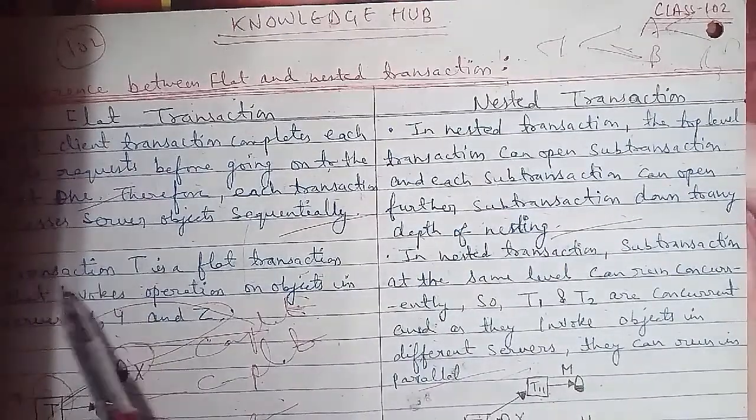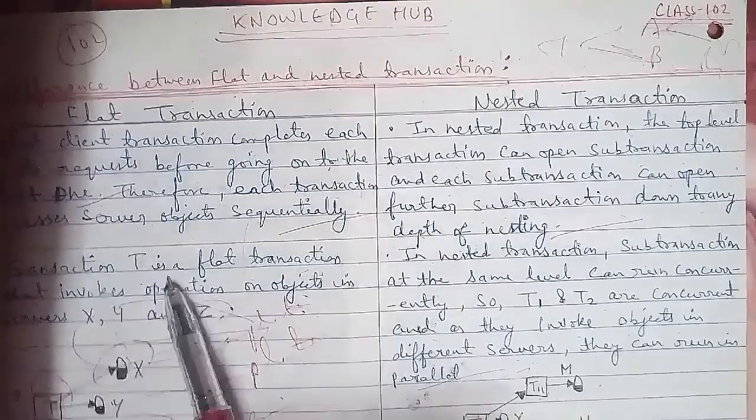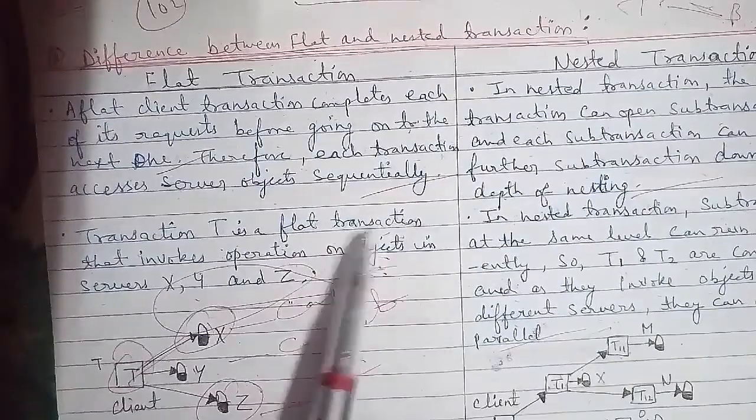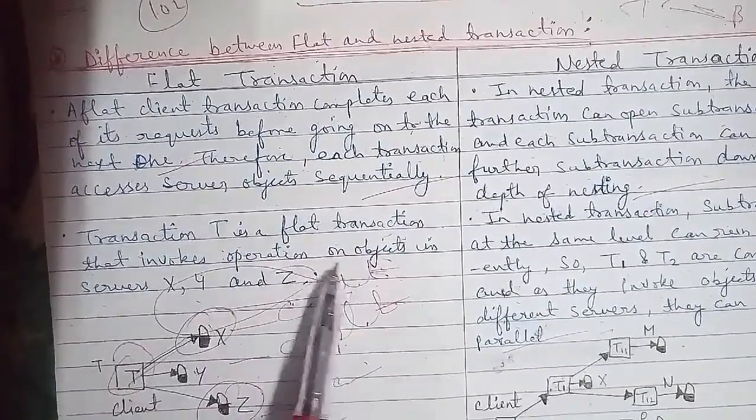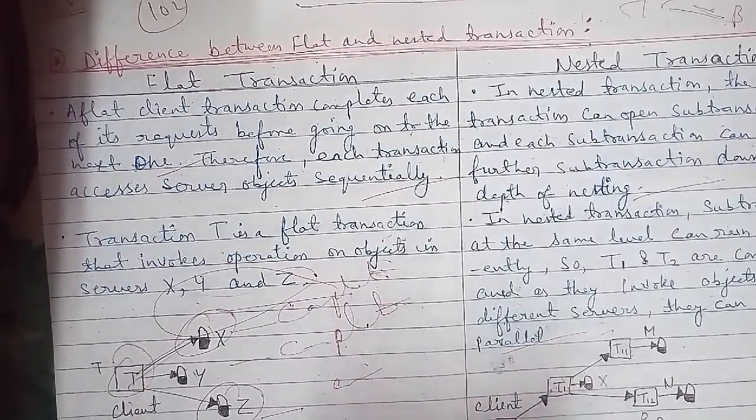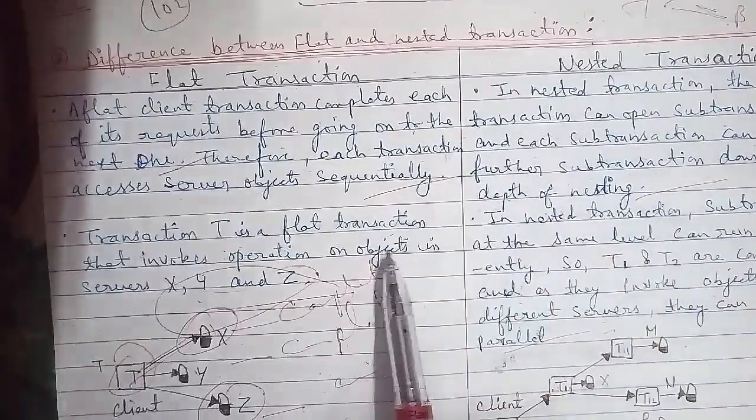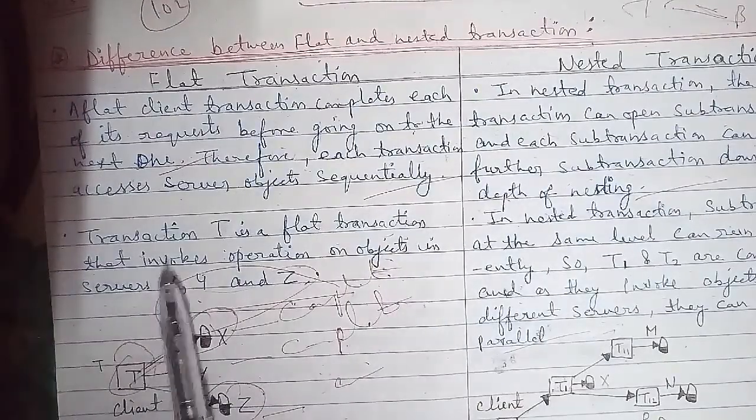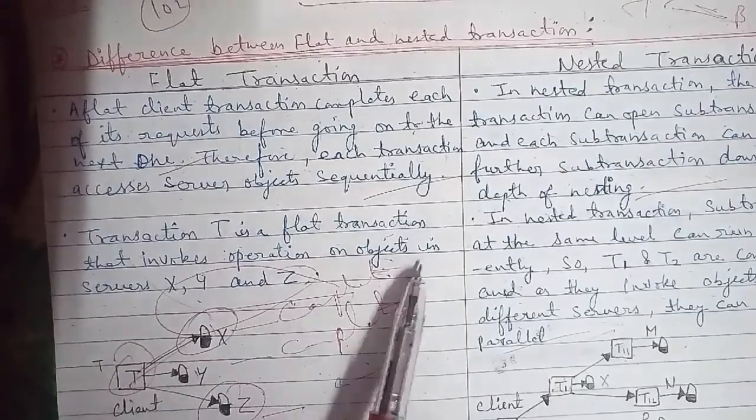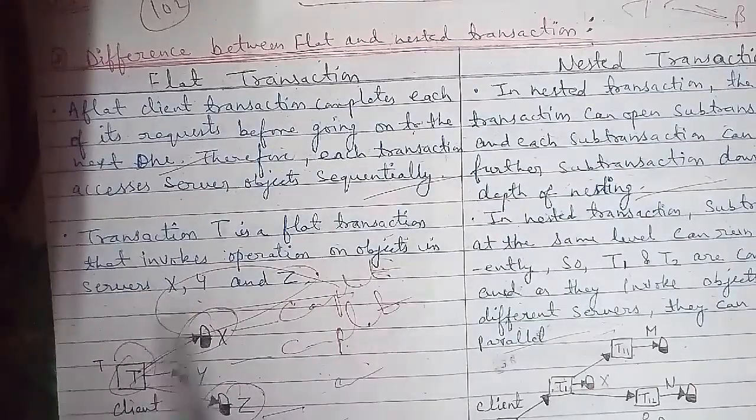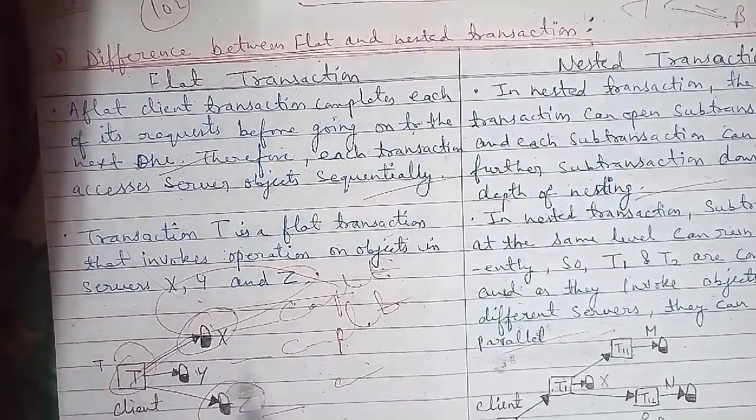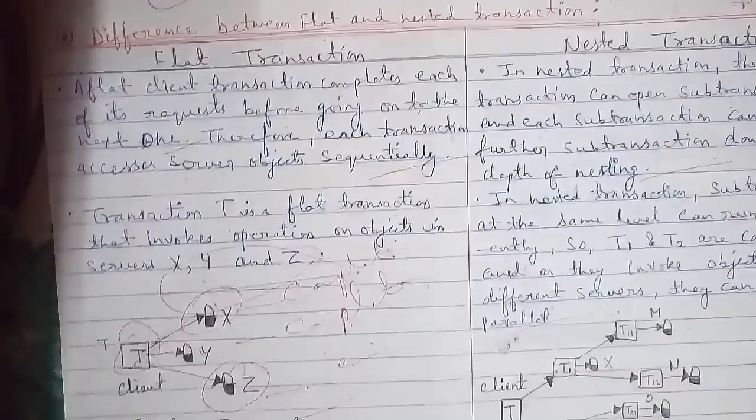But talking about the flat transaction, the other point, the transaction T is a flat transaction that invokes operation on object in server XYZ. So here you can see that the transaction T is a flat transaction. जो transaction T होता है वो flat transaction होता है. If I'm talking about that particular transaction, so that invokes the operation of an object जो कि operation object करेगा, that's of server XYZ. Here you can see a diagram which I had explained before, but I got that video deleted.